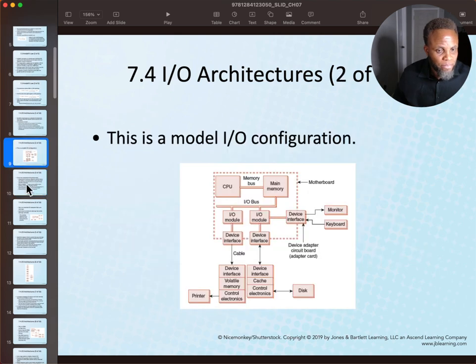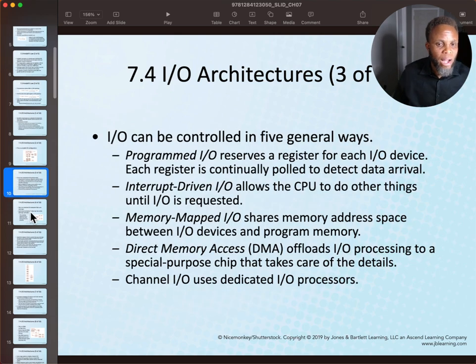All right, so how does the CPU get data from these I/O devices? How does it do that? That is what we call I/O architecture. Well, one of the ways, that's what we call the strategies that the CPU uses. I'm trying to find a word that's used to encapsulate all of the strategies. I cannot find it now. But there are several ways. I/O can be controlled in five general ways.